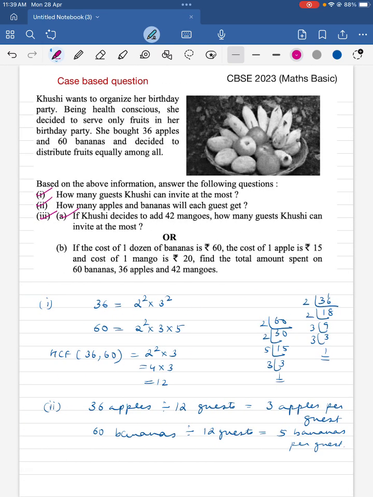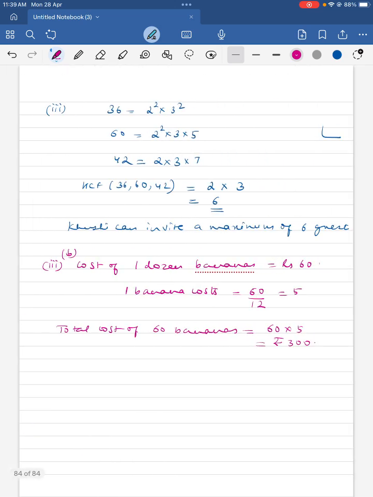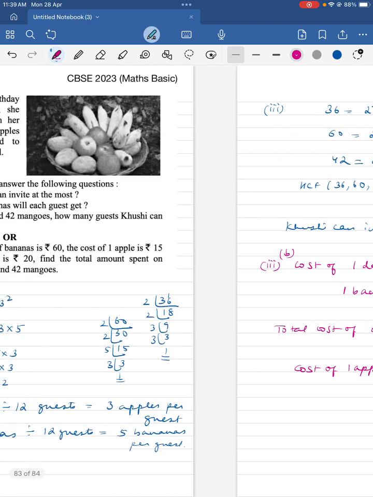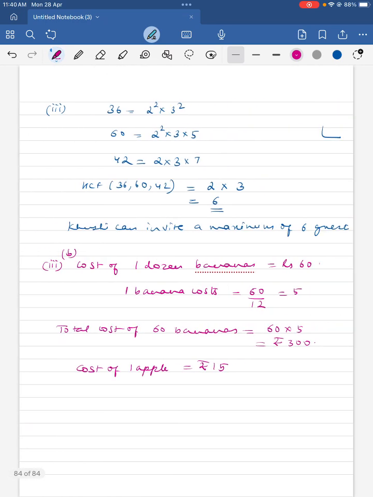The cost of one apple is given to be rupees 15. And she buys a total of 36 apples. So the total cost of 36 apples would be 36 times 15, 6 5s are 30, that is 540 rupees.